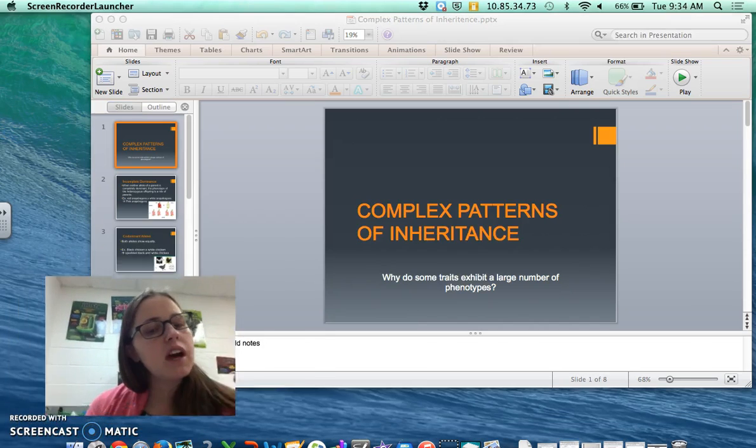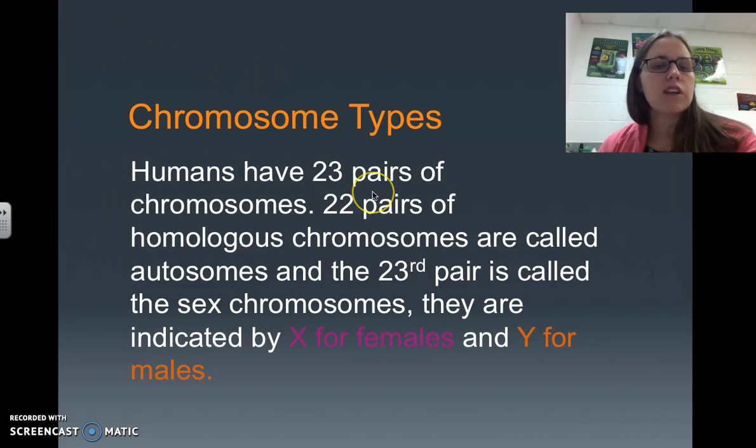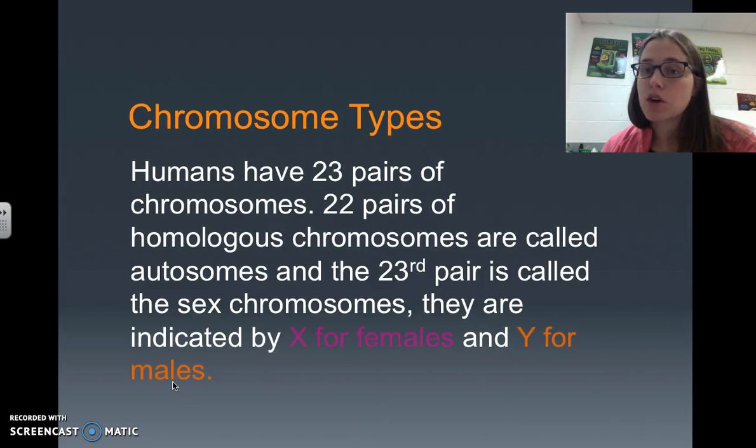Okay, chromosome types. We talked about this a little bit when we did our Making Babies lab. Humans have 23 pairs of chromosomes. 22 pairs are homologous chromosomes called autosomes. So they just are your normal chromosomes. But that 23rd pair is called a sex chromosome. They're your sex chromosomes, and they are indicated with X's for females and an X and a Y for males. So every person has at least one X. Women have 2 X's and men have an XY. And that's what determines sex.